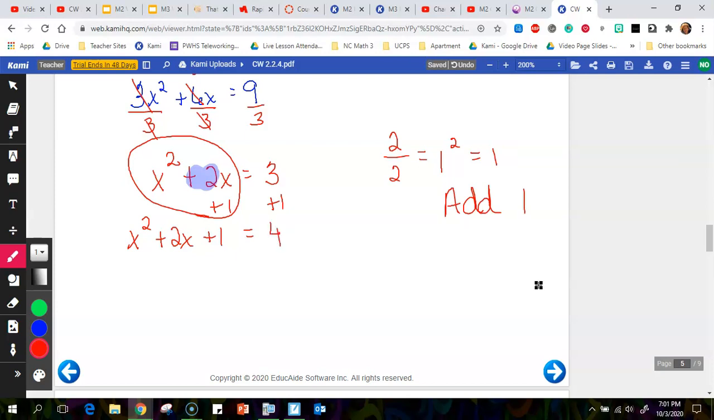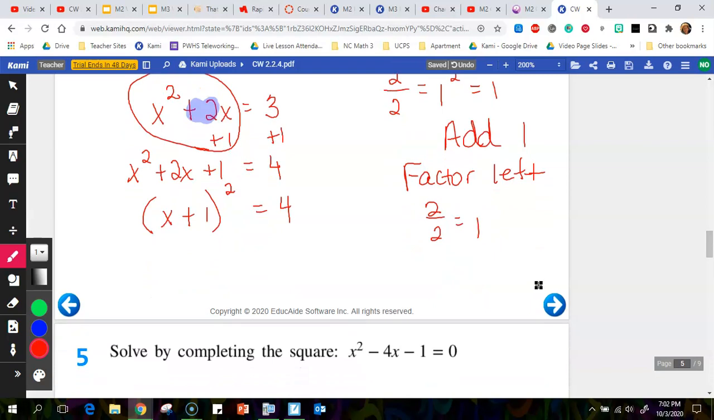So now I need to factor the left side. It's a perfect square trinomial, so I can just divide 2 by 2. That is the number that goes in the parentheses. Positive 1 squared equals 4. Okay, so x plus 1 quantity squared equals 4. Now I just solve for x again.